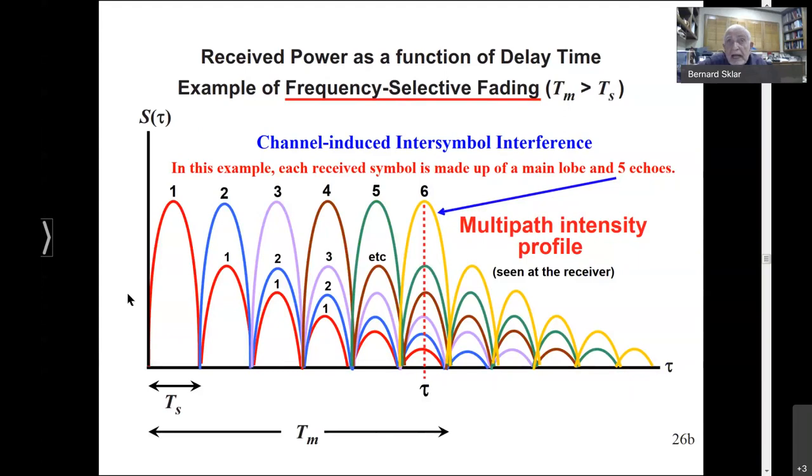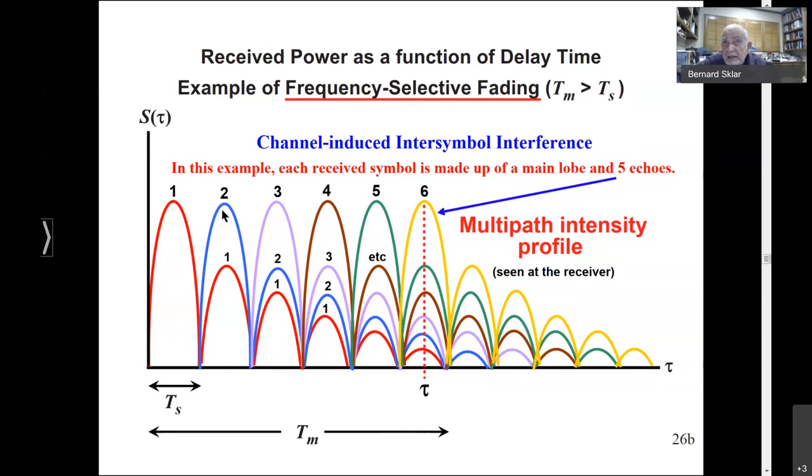Well, let's take an example. Here goes symbol number one. And remember, here is the symbol time, T sub S. And remember what this fading profile is doing. It's causing echoes. And what is the maximum number of echoes it's going to have? T sub M. So what is T sub M? T sub M is the case where I send off the first symbol and I have an echo, an echo, an echo, an echo, an echo. So every time I'm sending a symbol, I got five echoes. So here is symbol one, and I got echoes one through five, and that's over here.